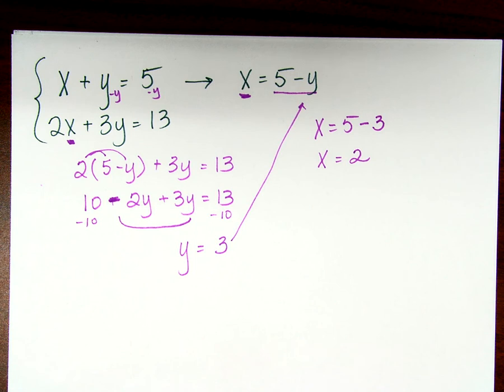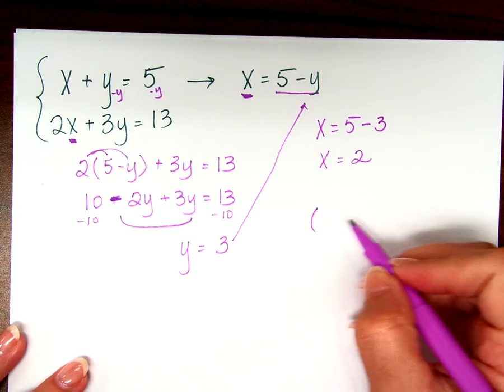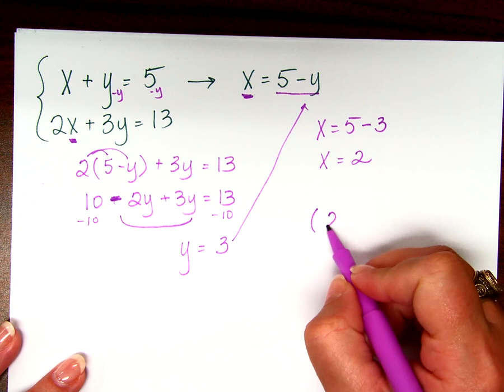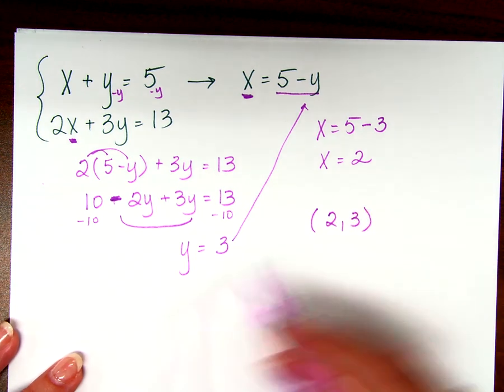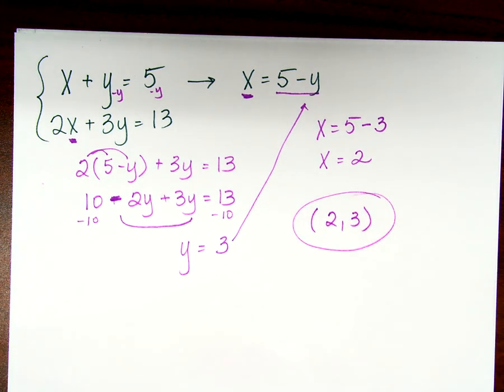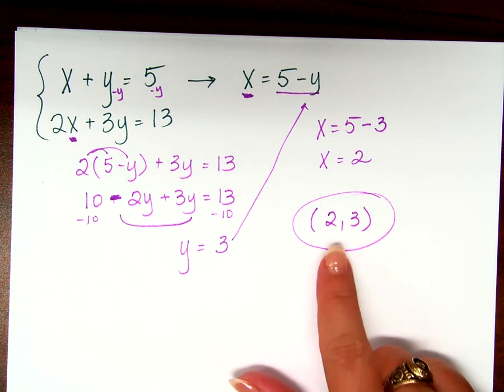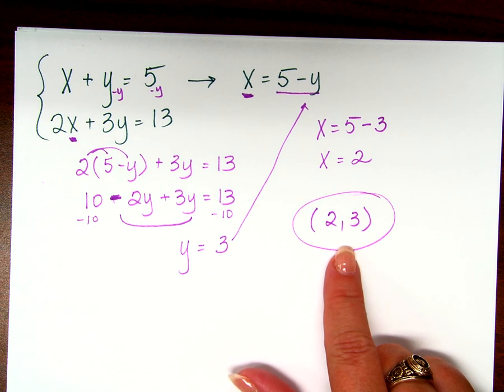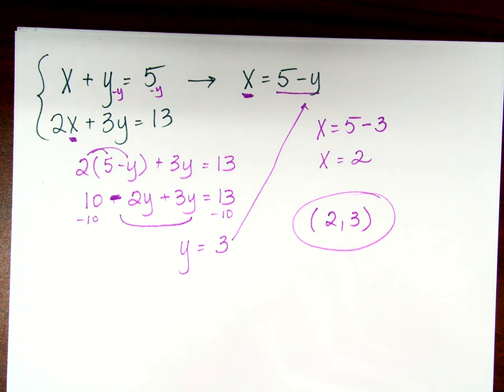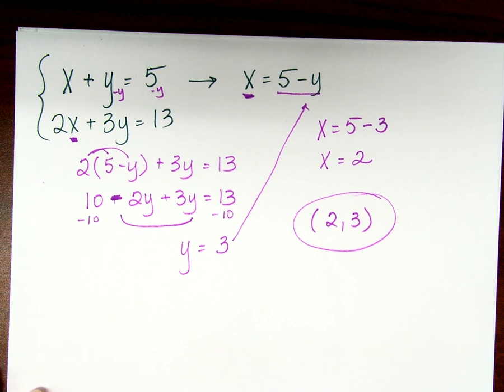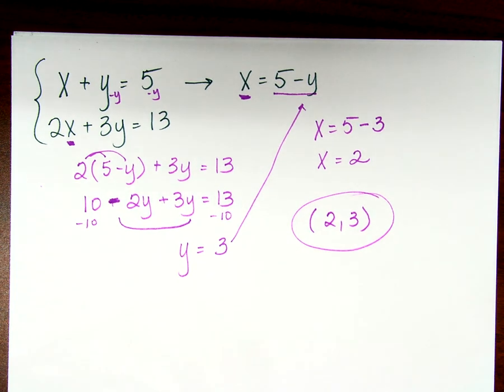I have to write it as an ordered pair, don't I? Good job. Okay? What's my answer? (2, 3). That is my solution. Will there be a time that I don't write it this way as my answer? Yes. I will make it very clear when that time has come. Promise. Okay? How do you feel about substitution?